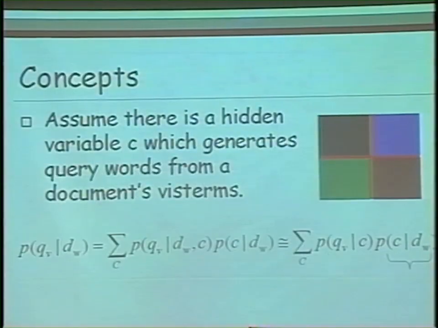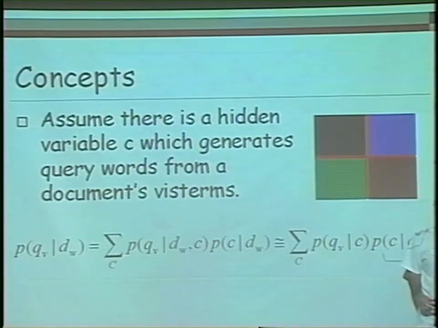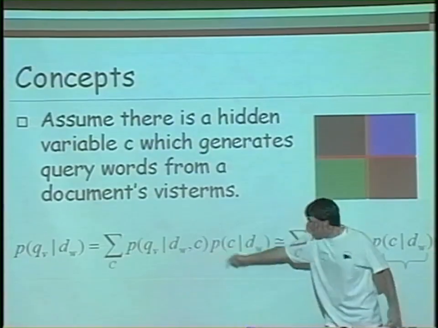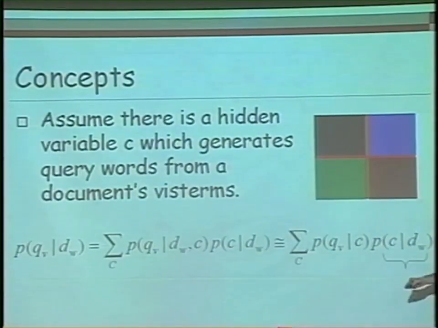So formally, we're going to do this way. We're going to assume there's a hidden variable which generates query words from a document image. So we introduce the hidden variable here as C, and then if we assume it covers the whole transition completely, we can split it up into two terms, like this, by summing over all C's. And so I'm going to talk about this component here.